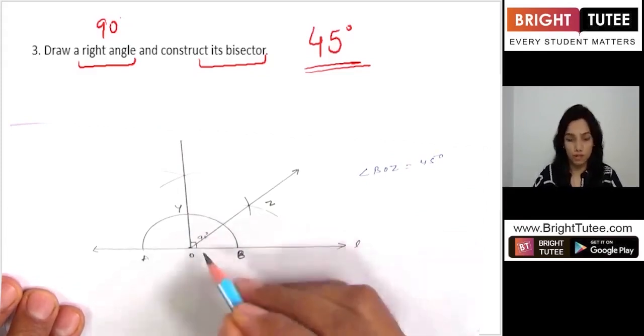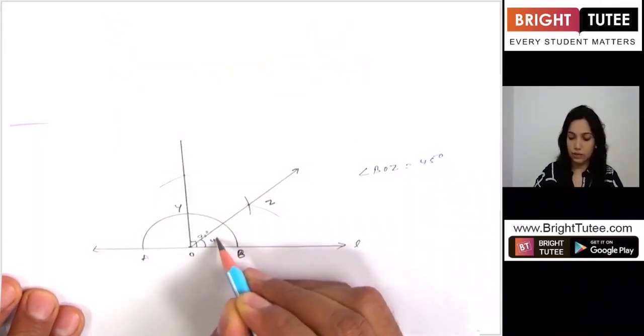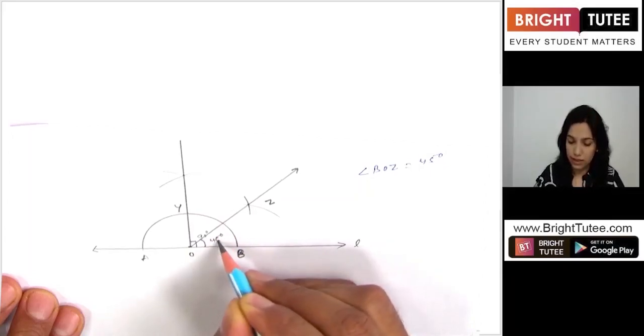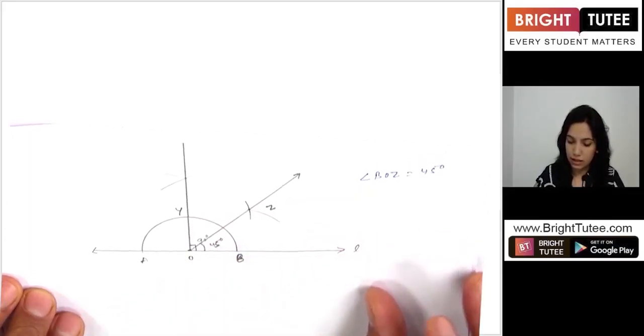Okay, I hope this is clear how we have drawn 45 degrees. We have already discussed this earlier. So this is the kind of image that you will see if you bisect a 90 degrees angle, and this here is 45, and also this part here is 45, right?